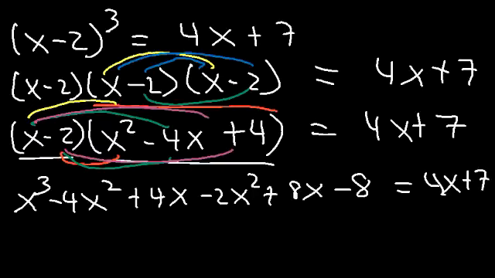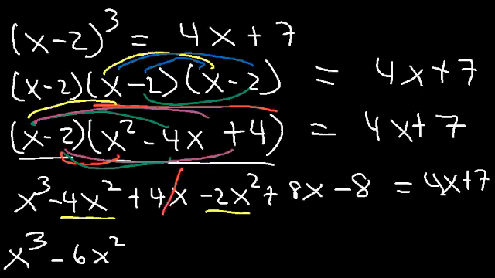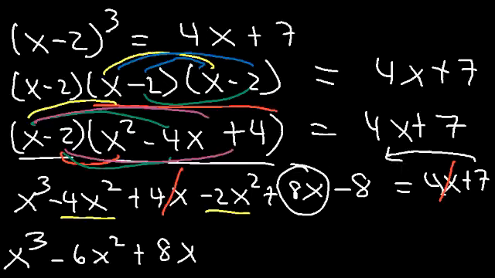So now let's combine like terms. So we have x cubed. We can combine these two. Negative 4 minus 2 is negative 6. And we're going to move everything from the right side to the left side. Notice that we can cancel the 4x's. If you subtract both sides by 4x, those two will disappear. So we have 8x left over. And let's take the 7, move it to this side. Negative 8 minus 7 is negative 15. So this is what we have.